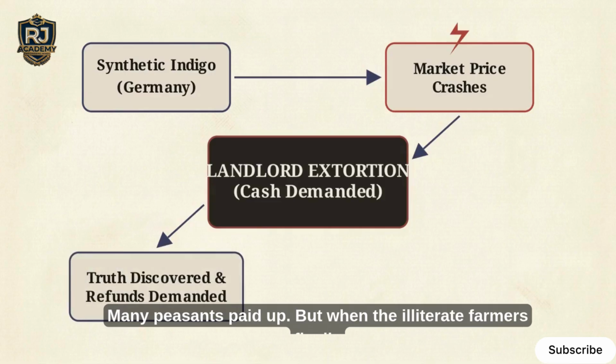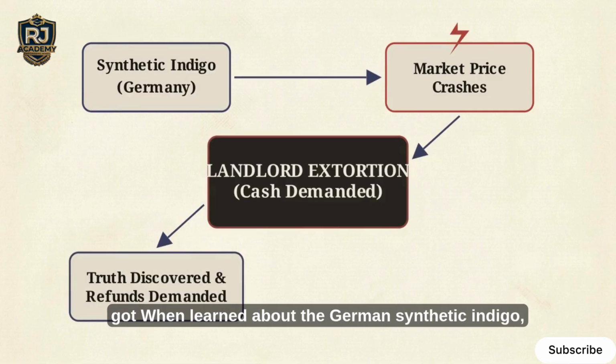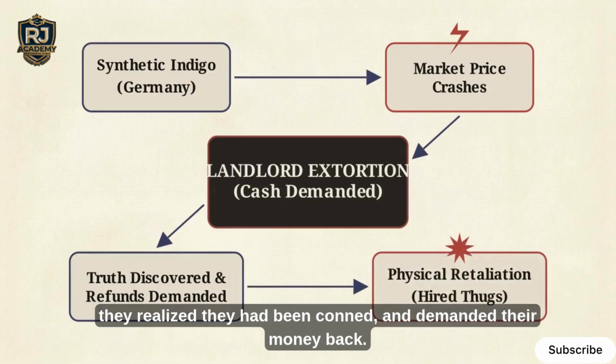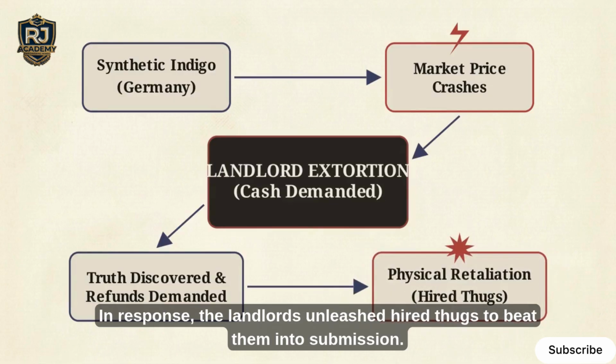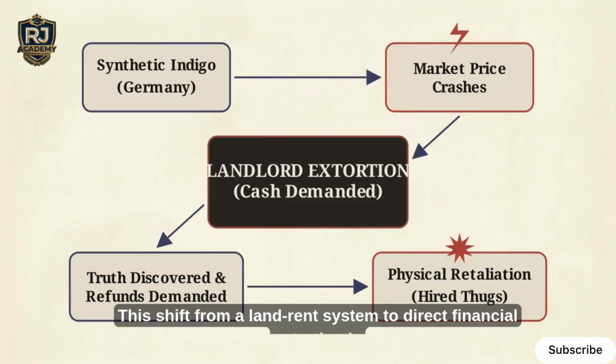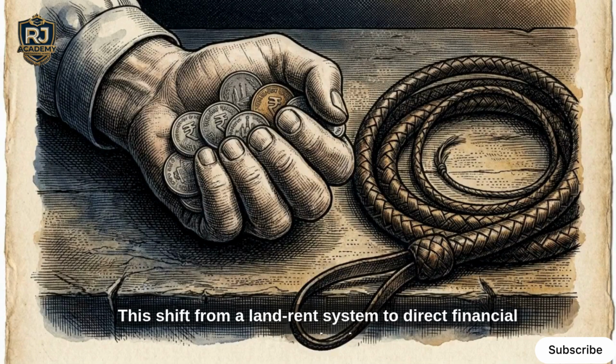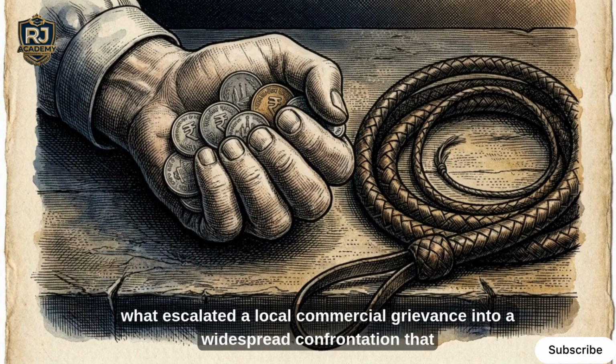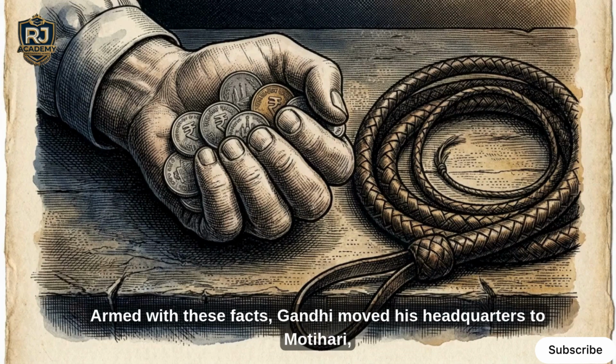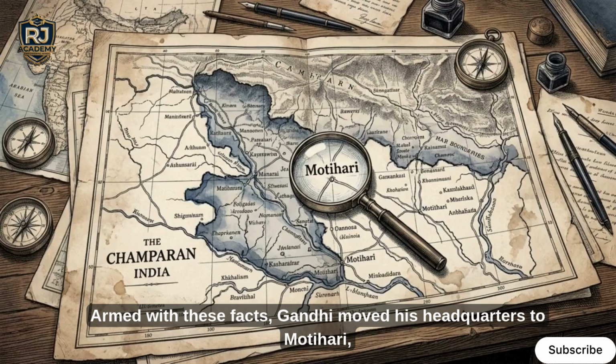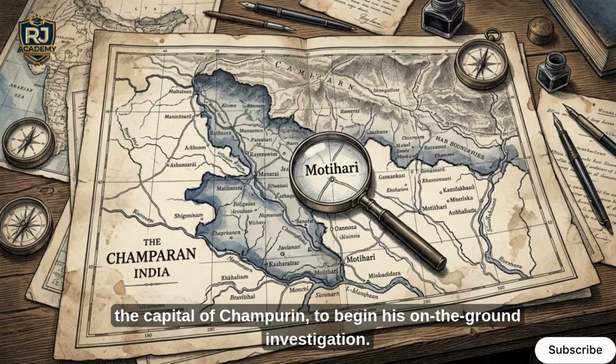Many peasants paid up. But when the illiterate farmers finally learned about the German synthetic indigo, they realized they had been conned and demanded their money back. In response, the landlords unleashed hired thugs to beat them into submission. This shift from a land rent system to direct financial extortion is what escalated a local commercial grievance into a widespread confrontation that required national leadership. Armed with these facts, Gandhi moved his headquarters to Motihari, the capital of Champaran, to begin his on-the-ground investigation.